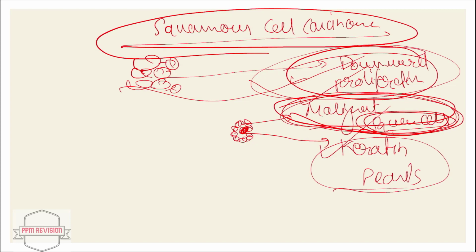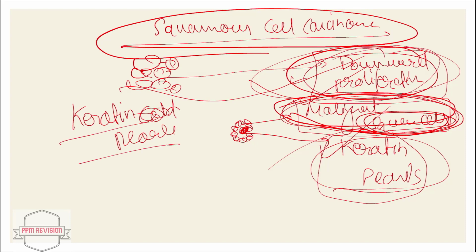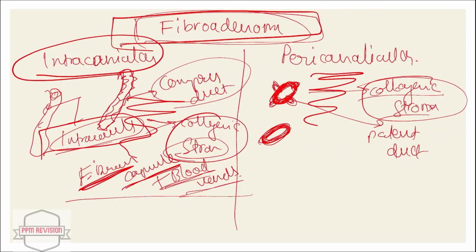And squamous cell carcinoma is nothing but a downward proliferation of malignant squamous cells, and also the presence of keratin pearls. This is important. There's presence of keratin pearls in case of squamous cell carcinoma, as well as downward proliferation and malignant squamous cells.